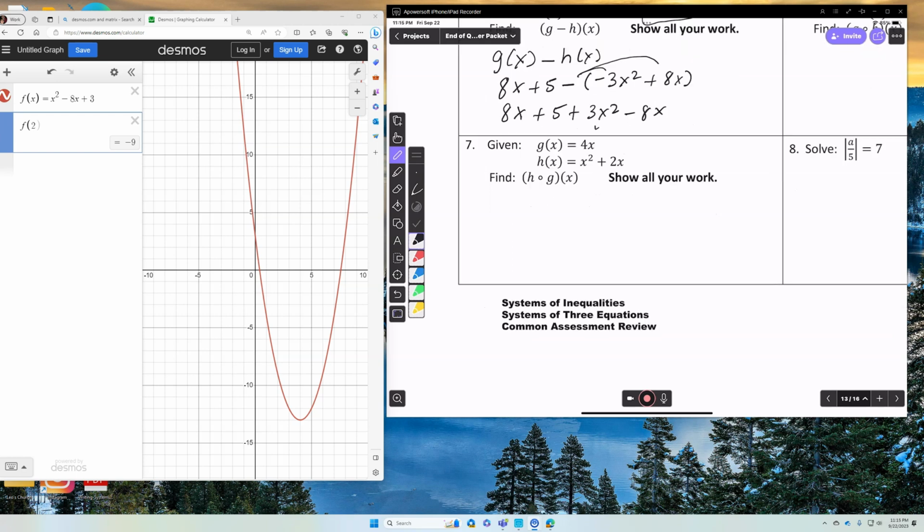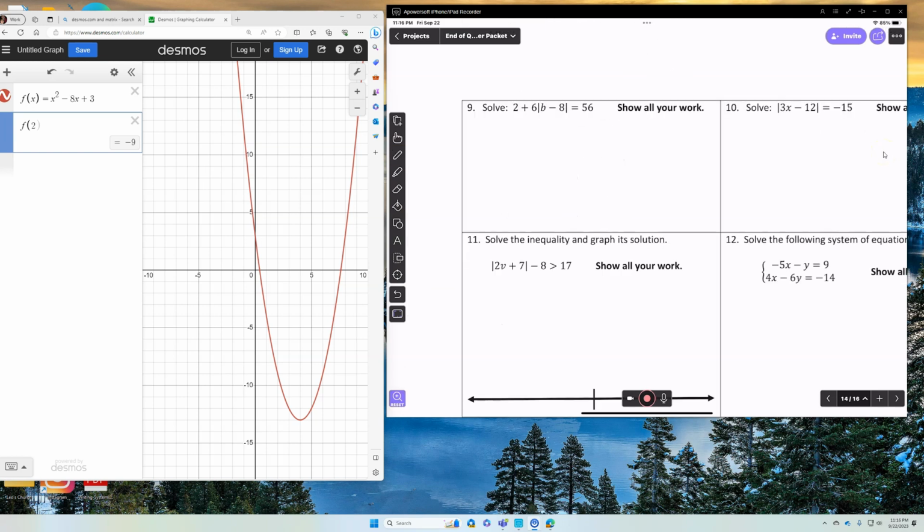Okay. Number 7, we have h composition of g of x. So you have h composition of 4x. So the input is 4x. What you're going to have is input squared plus 2 times the input. So the 4x will have to go in as an input, and 4x here has to go as an input. So 4x times 4x is 16x squared. And then the product of 2 and 4x gives you 8x. So you have 16x squared plus 8x.